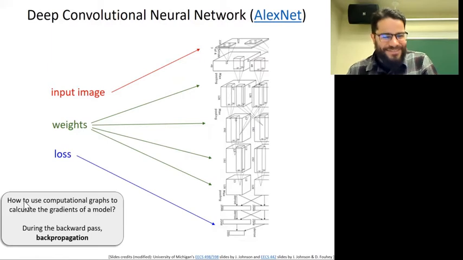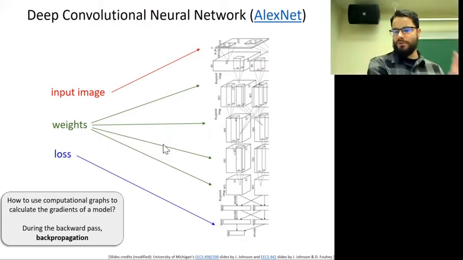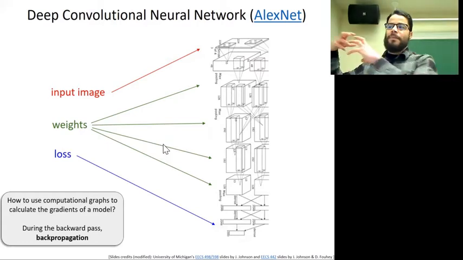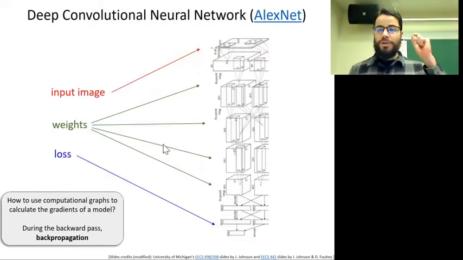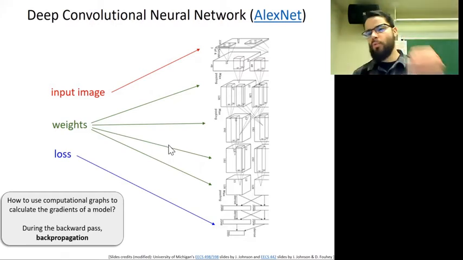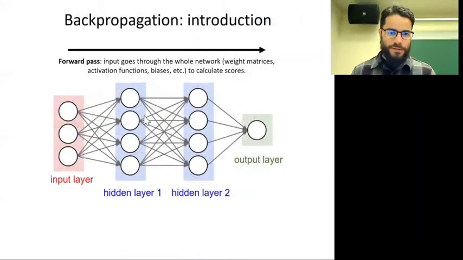That's okay. Okay, how to use the computational graphs to calculate the gradients of the model. So we already know what the computational graphs mean. Now, I just said that they are going to be used to calculate the gradients, right? So what is the technique to do that? During the backward pass of our model, we are going to do backpropagation. So first, let's recap on what the forward and the backward pass represent.